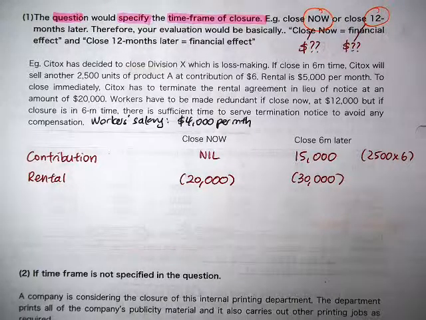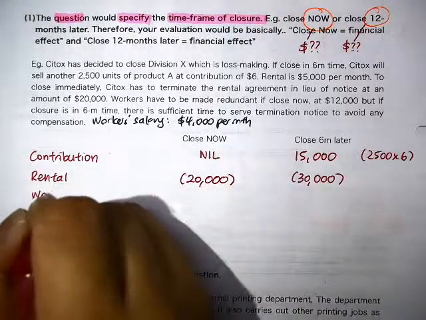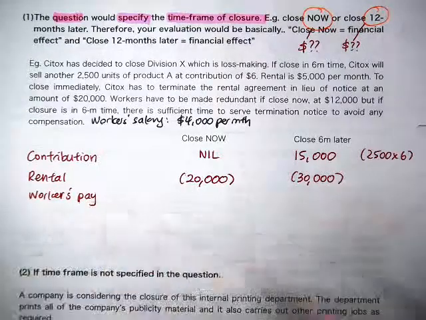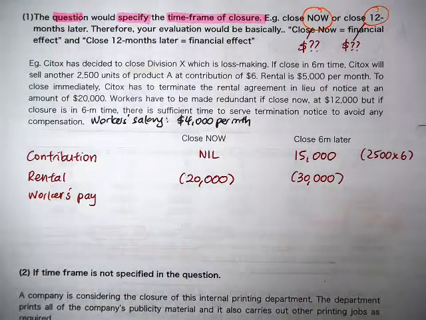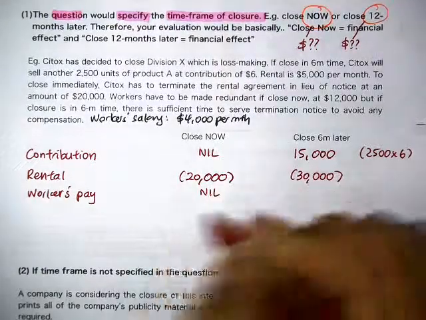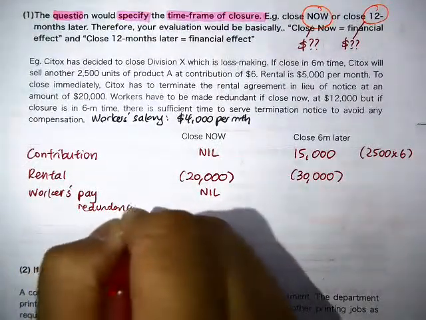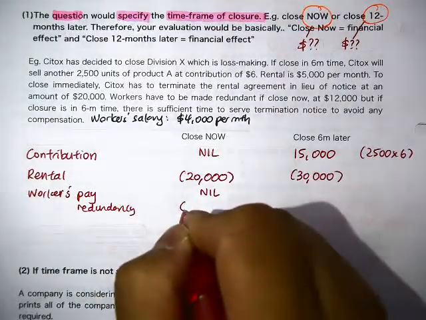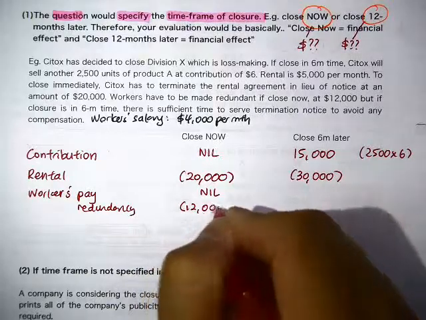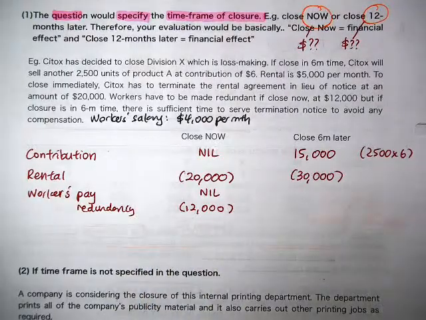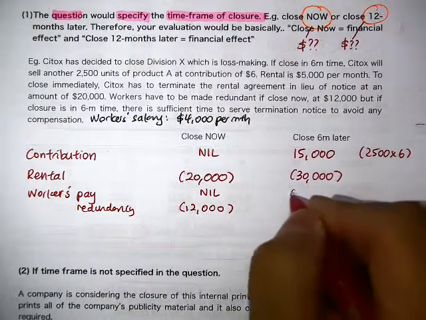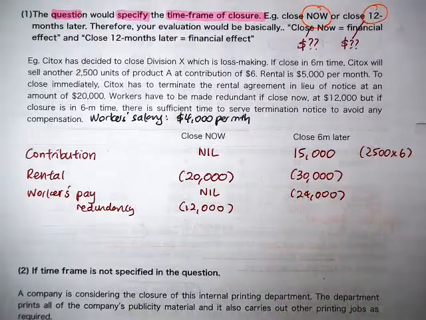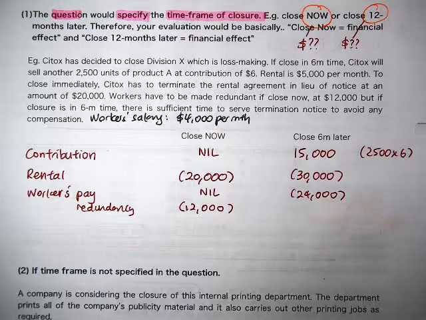Okay, now go on. Then they say that if you're going to close now, you don't have to pay salary. But no salary, you have to result in a redundancy payment, which comes to 12,000. If you close 6 months later, of course you must employ the worker. And when you employ the worker, you pay an extra 24. But you don't have to pay redundancy.